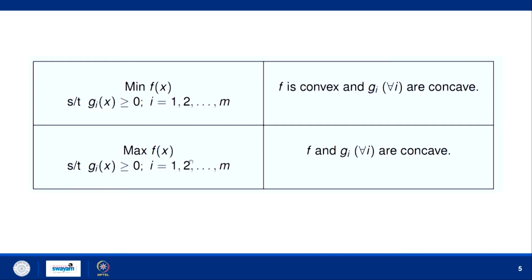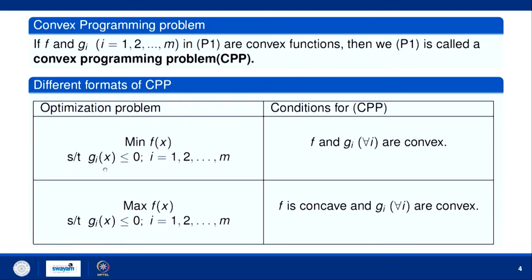And this problem, the last one, that is maximizing f(x) subject to g_i(x) greater than or equal to 0 for all i, is called a convex programming problem if f is concave and g_i for all i are again concave. Okay. So, basically if we understand this particular format, then we can easily derive the other format also for when we can say such problems are convex optimization problems or convex programming problems.